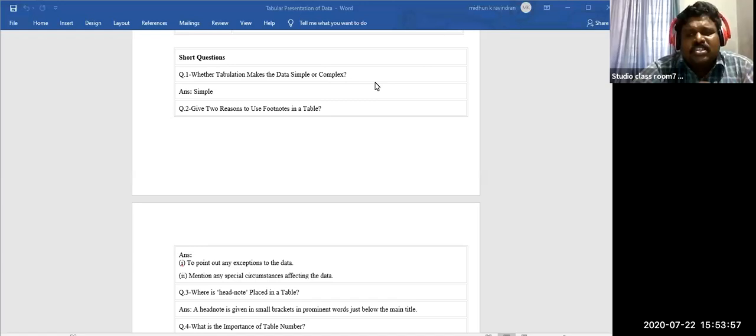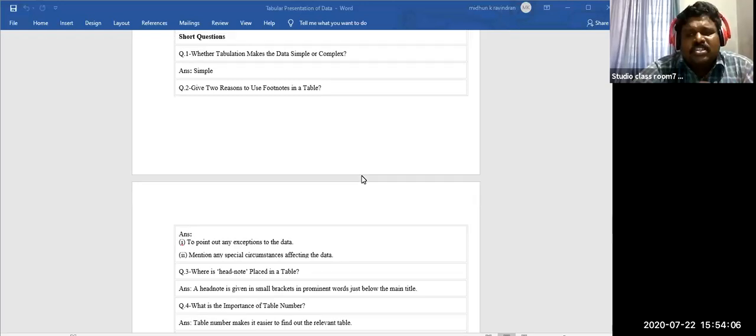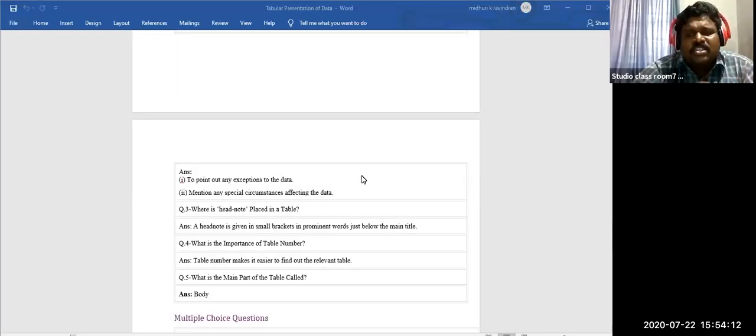Next question: give two reasons to use footnotes in a table. Why do we use a footnote in a table? To point out any exceptions to the data. Anything not mentioned earlier in the table, we write in the footnote. Something we excluded, we write in the footnote. Next one, mention any special circumstances affecting the data, such as a social, political or economic scenario. Everything excluded earlier should be in the footnote.